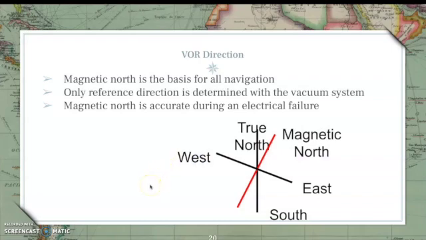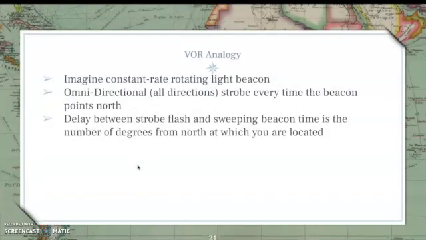So VOR uses a magnetic north as the basis for all of its navigation, and it is the only reference direction is determined with the vacuum system. So magnetic north is accurate during an electrical failure, which is another bonus to VOR. So let's take a look at an analogy.